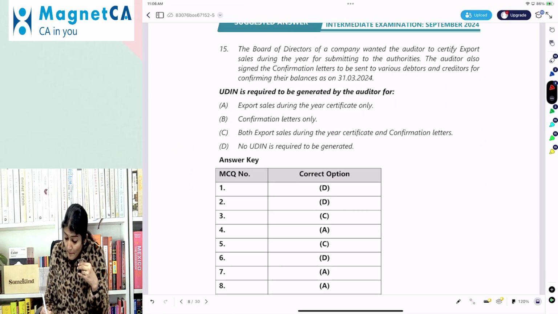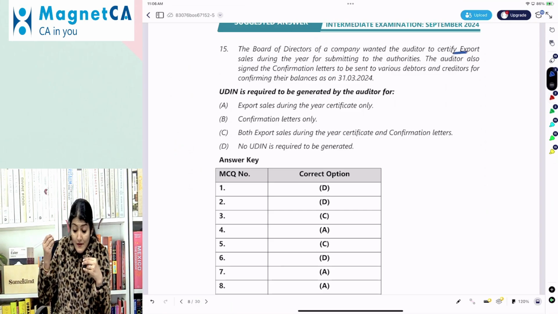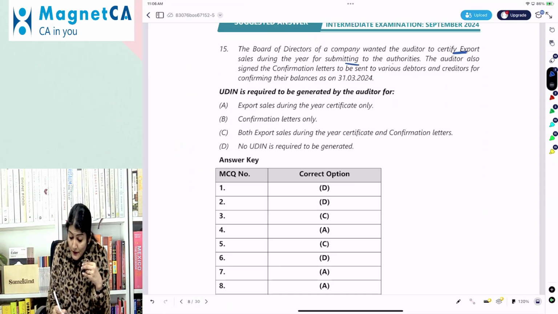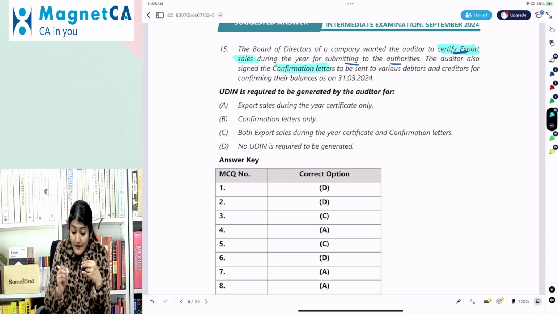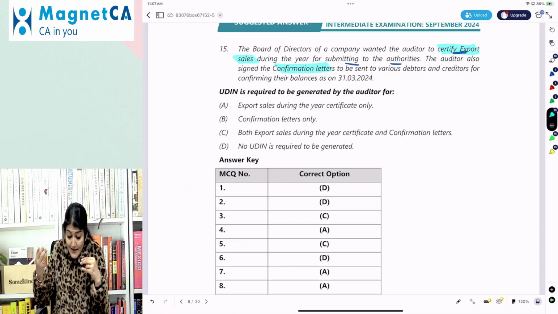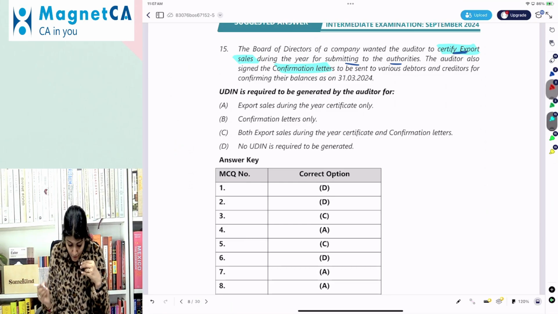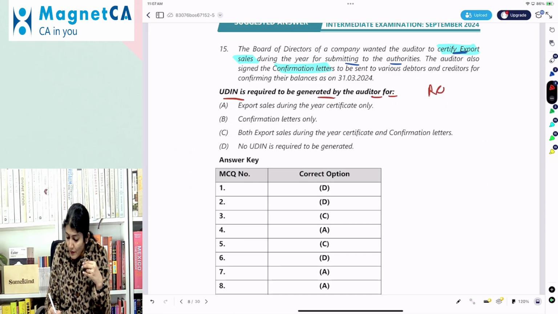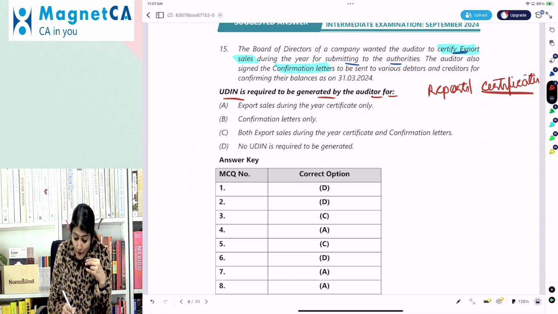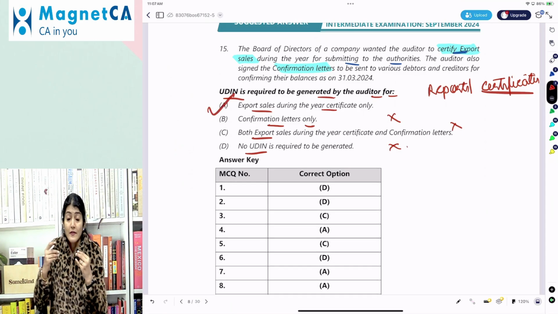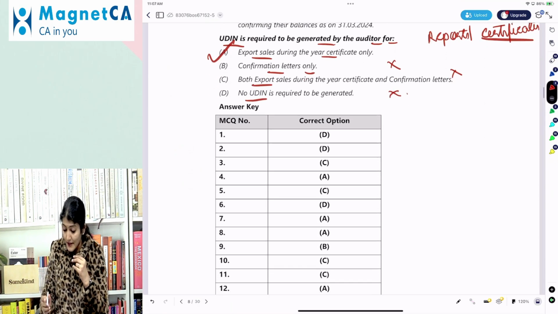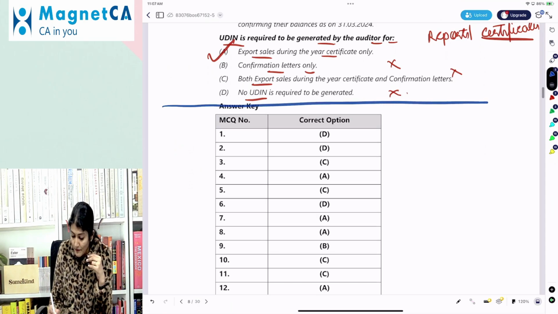The board of directors of a company wanted the auditor to certify the export sales during the year for submitting to the authorities. The auditor also signed the confirmation letter to be sent to various debtors and creditors for confirming their balances on 24. UDIN is required to be generated by the auditor for the reports and certificates and not for the confirmation letters. Okay. So export sales during the year only, confirmation letters only, both, and no UDIN is required, right? So only for the certificate, that is export sales during the year certificate only, right? So that completes our discussion of the MCQs in the question paper of the September 24.